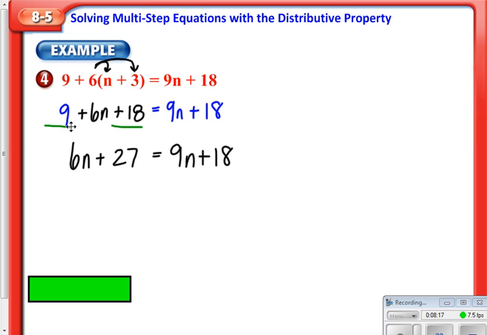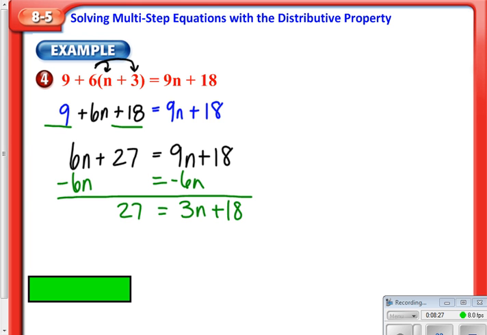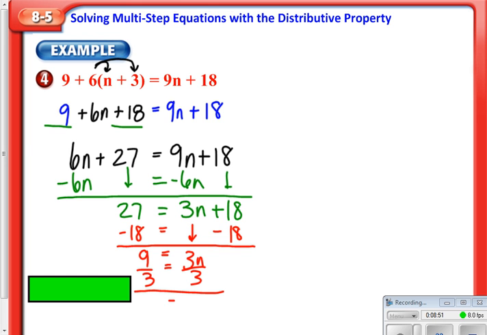Get the variable onto one side. I'm going to go ahead and move 6n, so I'm going to subtract 6n from both sides. I have 27 equals 3n plus 18. Both would drop down. Get the constants on one side and variables on the other. So I need to subtract 18 on both sides. And I take 27, I take away 18, I get 9. I drop down my 3n. In order to get n alone, I divide both sides by 3. And I find out n equals 3.